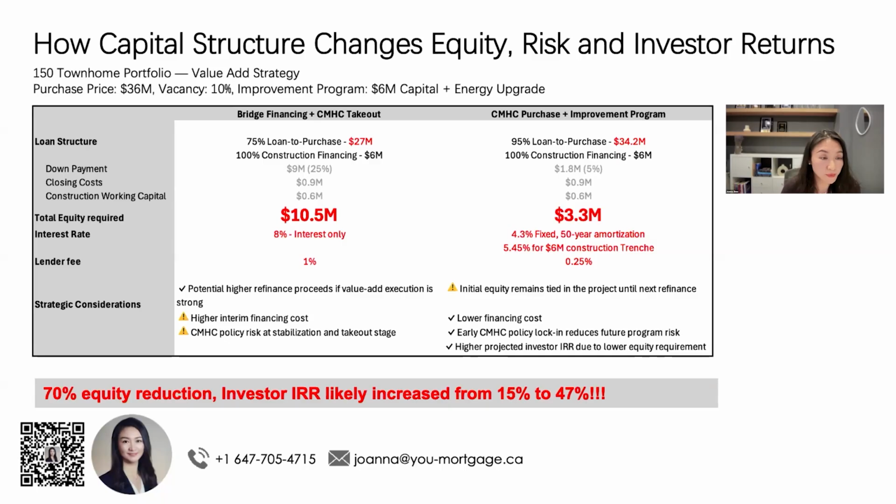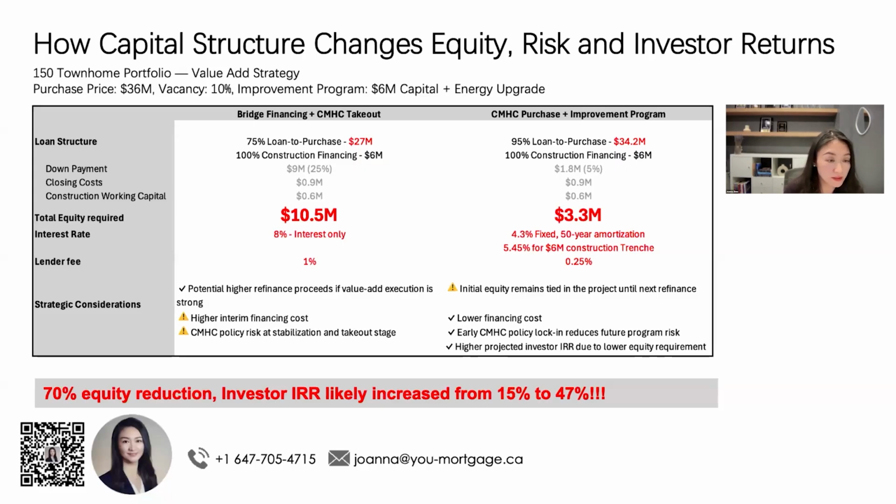If we are using bridge financing and CMHC takeout, what we can get is 75% loan to purchase price, and we might be able to get 100% construction financing on the 6 million improvement as well, depending on which lender we go to. But it is possible, as long as the total loan to cost is not above 85%.